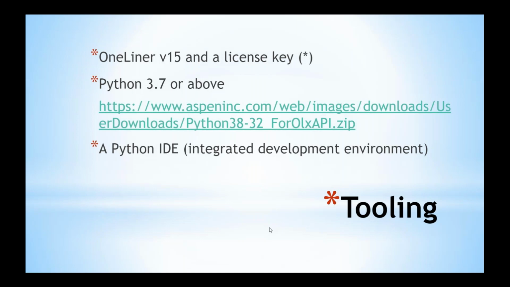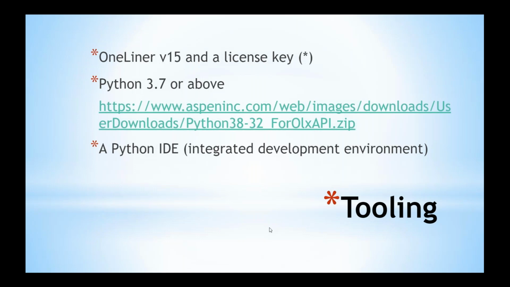That means you have to have OneLiner version 15 and an ASPEN license key. The license key can be local or network. And if it's network, then there's a special requirement further that you may need. You will find out later.